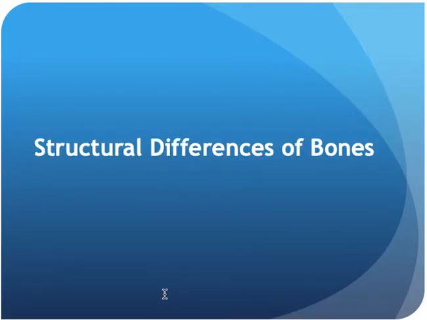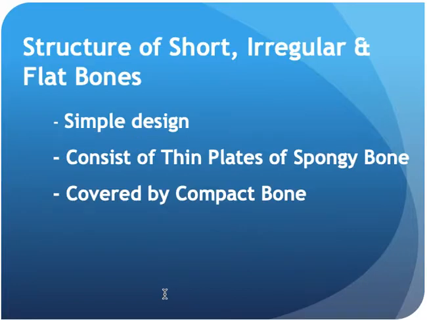So here are the structural differences of bones. So structure of short and irregular flat bones. Okay, so these are the short, irregular, and flat bones. They have a simple design. They're going to consist of thin plates of spongy bone, and then they're going to be covered by that compact bone. Okay, but what they're not going to have is a bunch of cavities. Okay, and when you get into the long bones, you're going to see that we have these cavities in there.